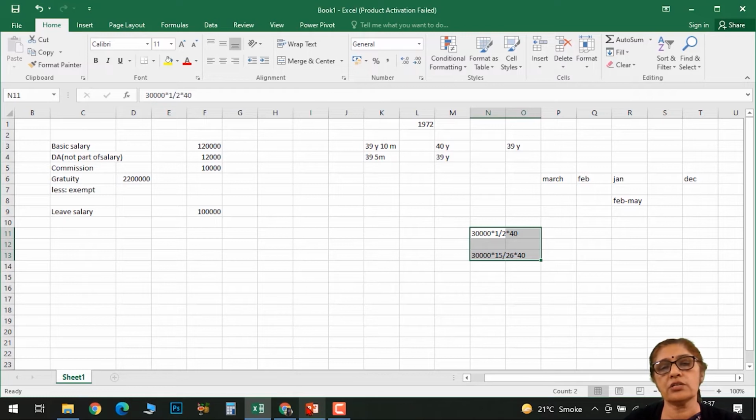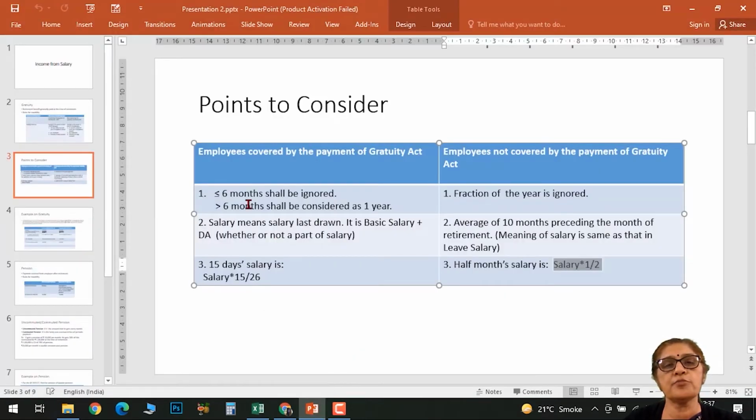3 terminologies. Difference in 3 terms. 1, completed years of service. Gratuity Act, we include months. Here we don't. 2, Gratuity Act, we take basic and always DA, whether or not a part. Here we take if DA is a part. Additionally, we take commission if it's a percentage of turnover. 3, 1 month salary, we calculate as 15 by 26. Here we calculate as half month, 1 by 2.